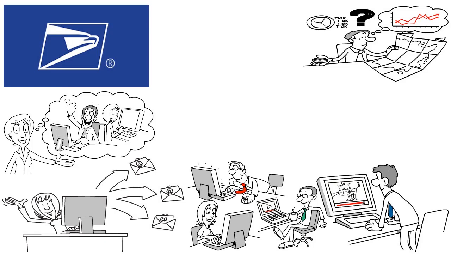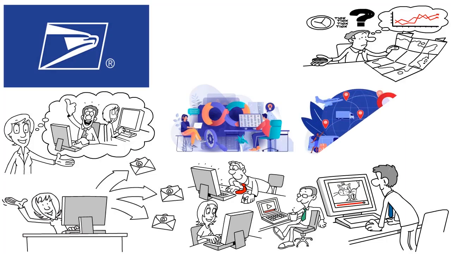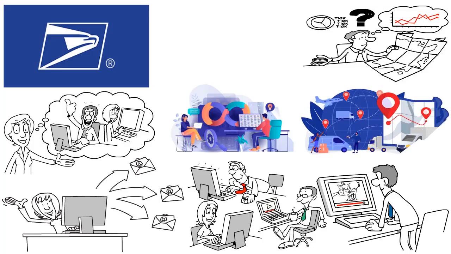Then you have First Class Mail, which is ideal for standard single piece envelopes weighing up to 3.5 ounces, and large envelopes or smaller packages weighing below 13 ounces. The shipping time here is usually between 1 and 5 business days.